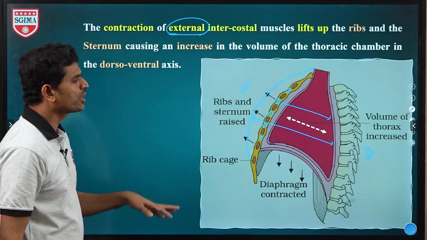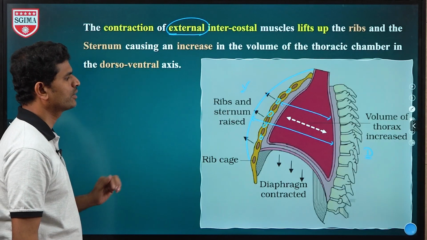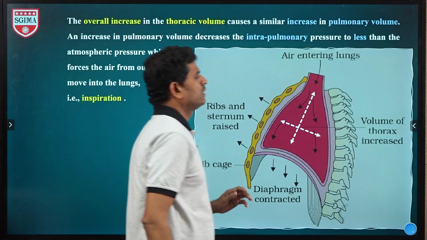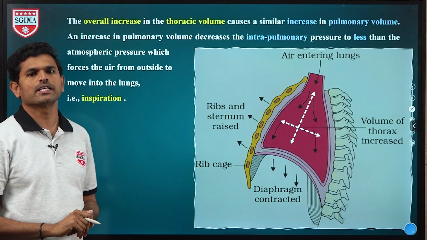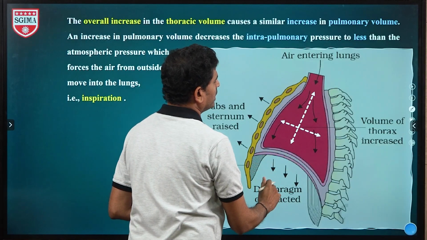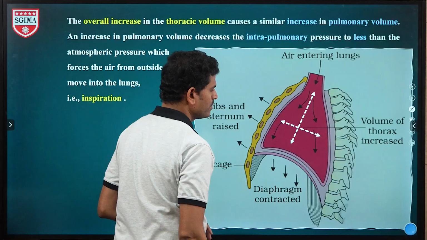Okay, internal intercostal muscles will help for the forceful process but not the normal process. Okay, so now overall, the volume of the thoracic cavity is increased, that is, length by the contraction of the diaphragm and width by the contraction of the external intercostal muscles.